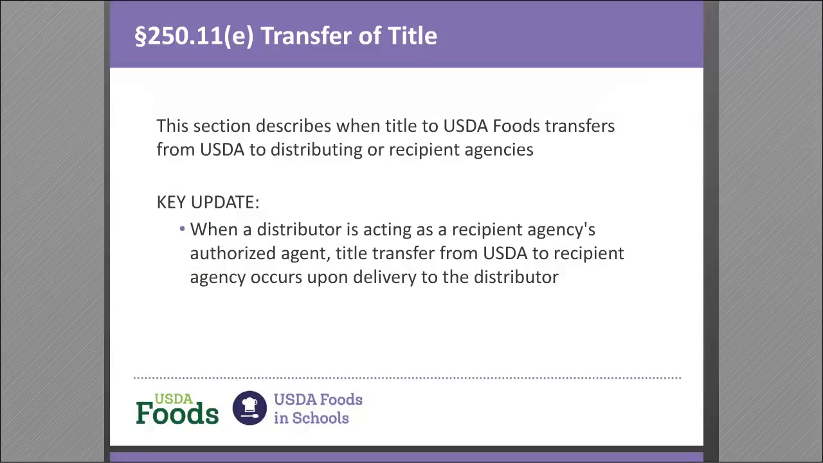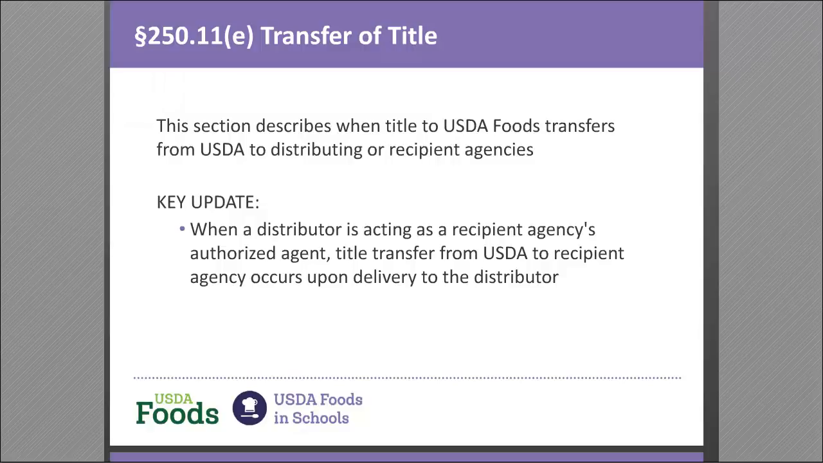One of the most important changes we're making in this rule is to section 250.11, which covers delivery and receipt of USDA food shipments. The change is specifically to 250.11(e), which describes when title to USDA foods transfers from USDA to a distributing or recipient agency. The big change we are making to this section is that when a distributor is acting as a recipient agency's authorized agent, the transfer of title from USDA to recipient agency occurs upon delivery to the distributor. Under our prior rules, title did not transfer to the recipient agency until it was delivered to the school.